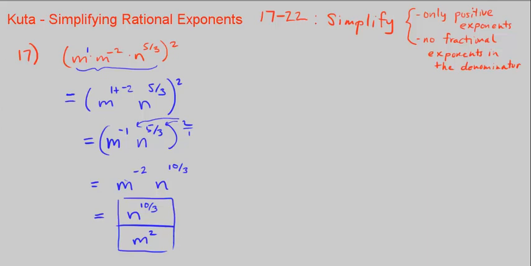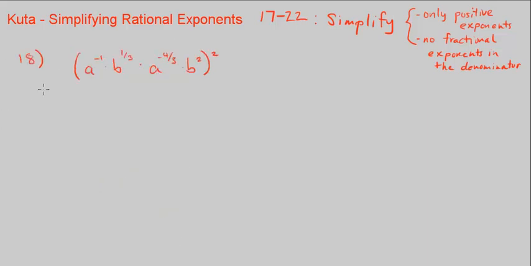Let's go on to number 18. Here we have a to the negative 1, b to something, a to something, b to something, squared. So again, let's simplify what's inside the parentheses first. So let's combine the a terms. We have negative 1 plus negative 4 over 3. And the b terms, b to the 1/3 plus 2. And don't forget that we have this all squared.